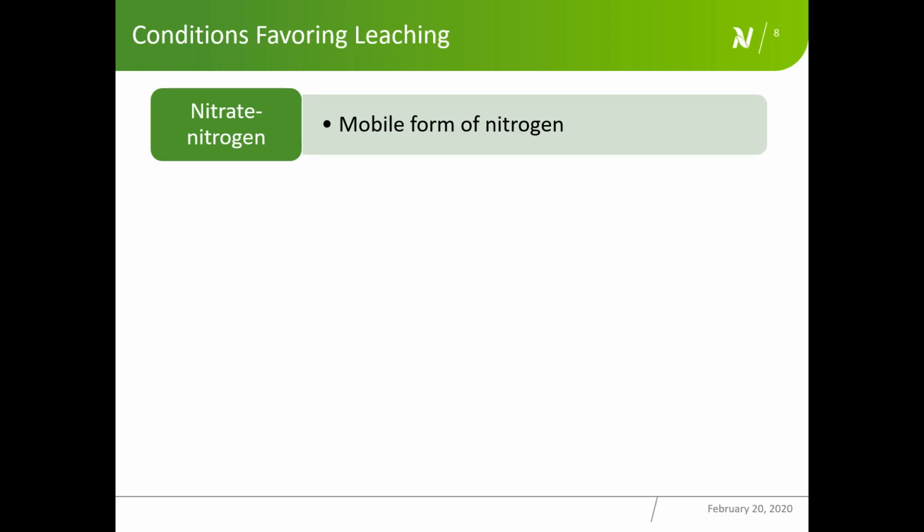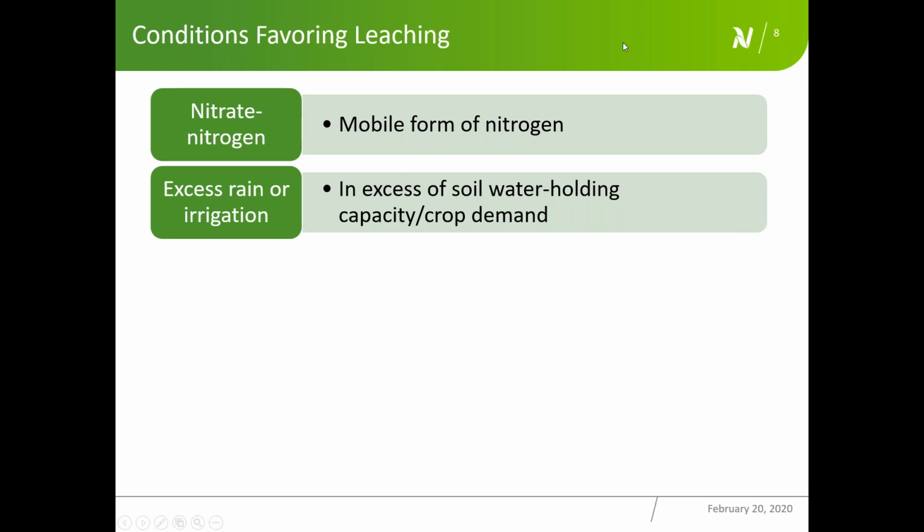Okay, so let's talk about some of the conditions that favor these losses. Leaching, most people are familiar with this. Again, it's related to the nitrate form of nitrogen because that's highly mobile in the soil. If we have excess rain or irrigation beyond what the soil can hold or beyond what the crop is able to use, then that water moves on through the soil if soil permeability allows that and carries some of the nitrate with it.